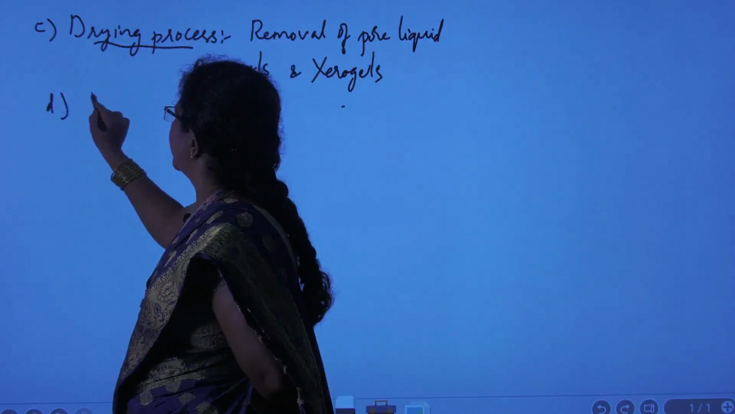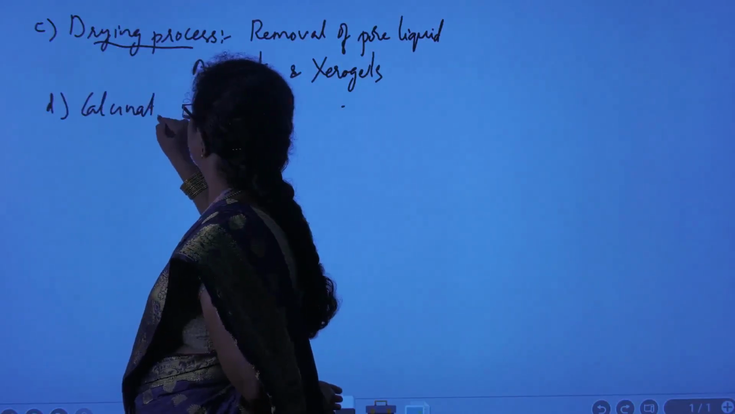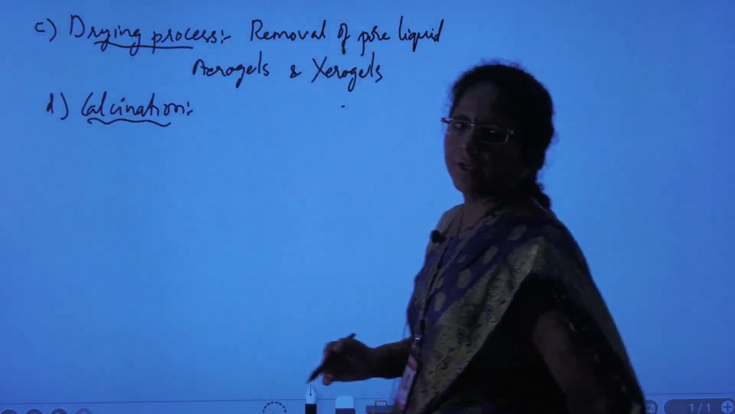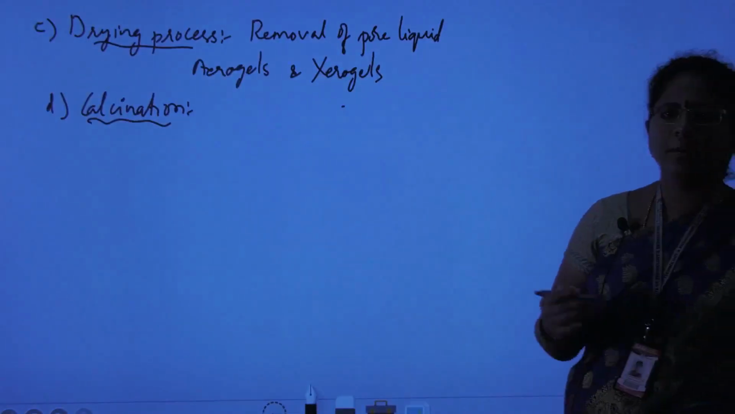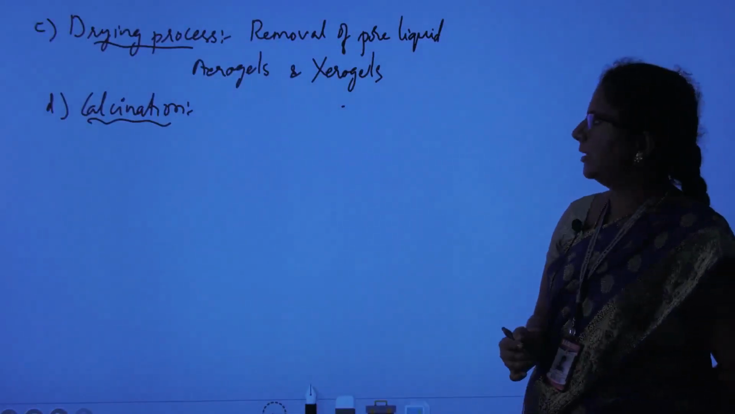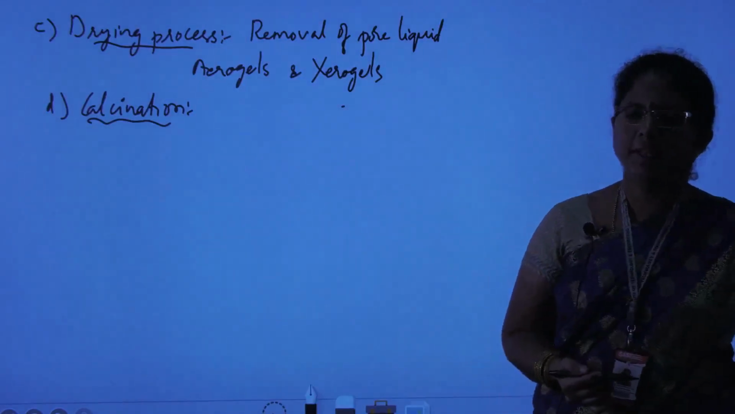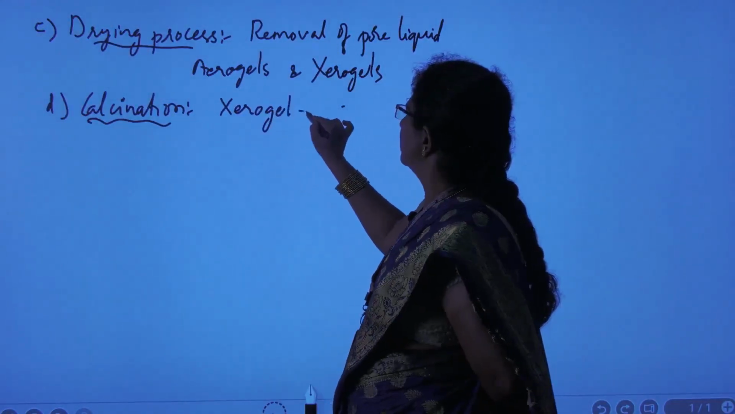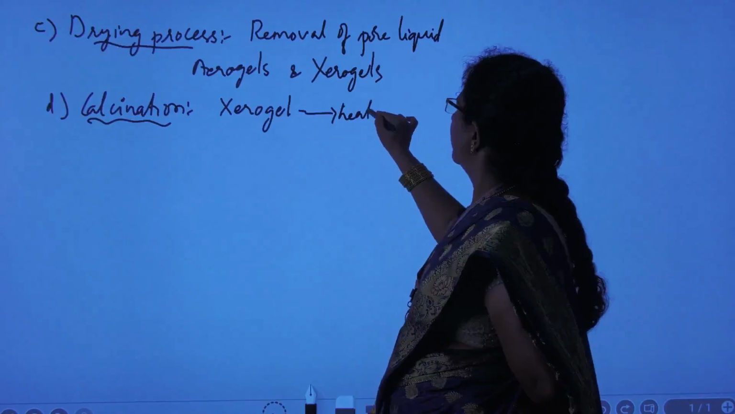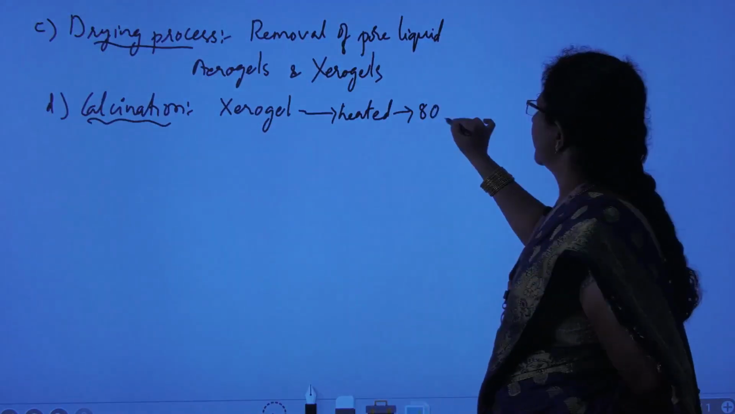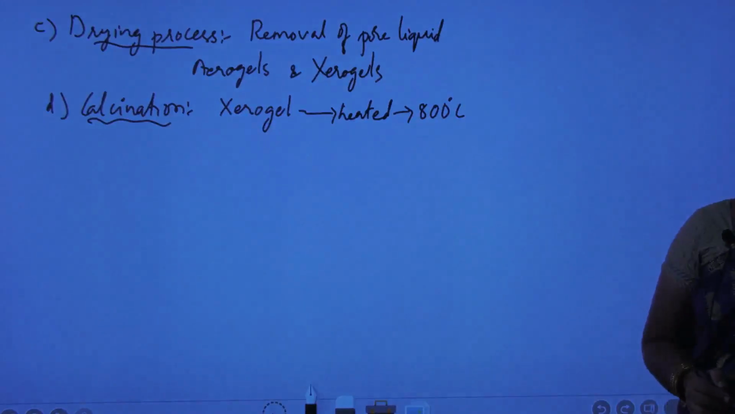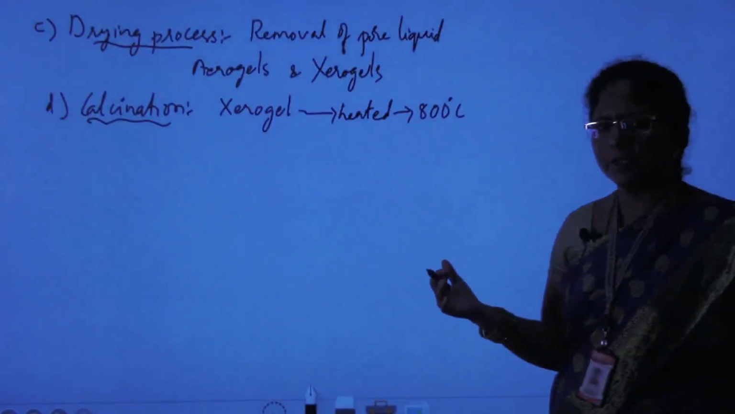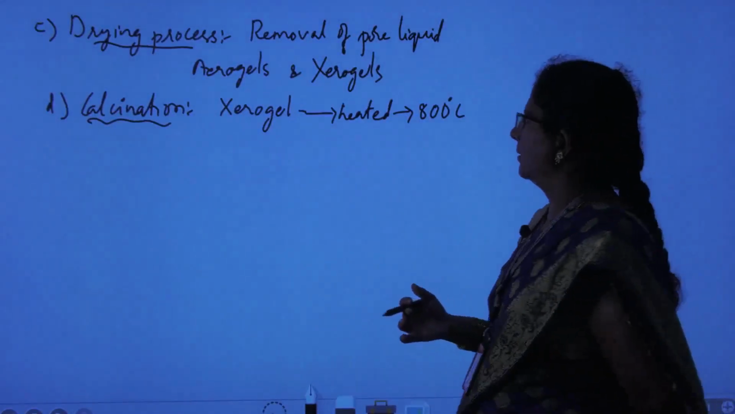And the next one is calcination. Calcination means the process of heating a material to high temperature but below its melting point. That means thermal decomposition of the material takes place. Here the xerogel is heated to 800 degrees centigrade. Then the pores in the material shrink, and whatever organic material is there will be evaporated.